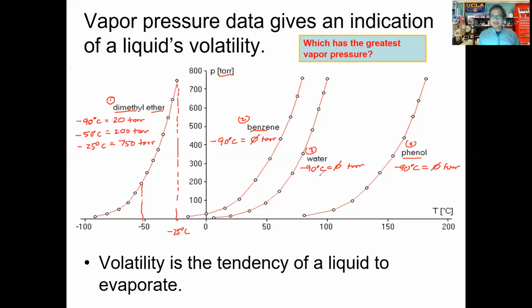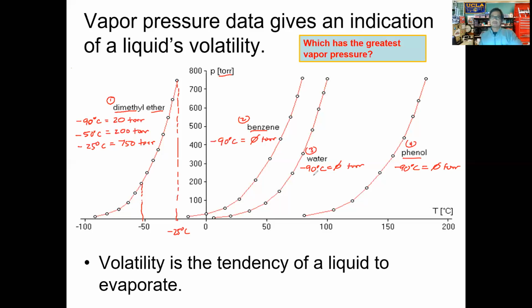Actually, let's think about this. I can ask you this because you won't know this for benzene and phenol, but at negative 90 degrees Celsius, what state is water in? Water is not even in the liquid state at negative 90 degrees Celsius. Neither is benzene, neither is phenol. So none of these three compounds here are even in the liquid state; they're in the solid state. So there is no way that they can exert a vapor pressure if they're not in the liquid state.